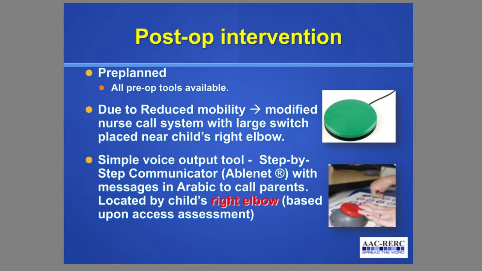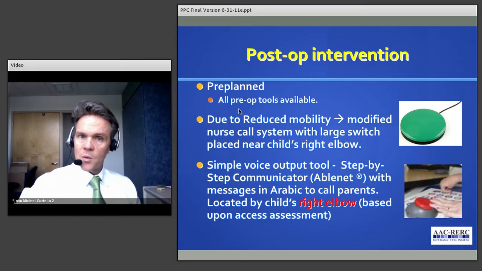Preoperatively, we had anticipated a right foot movement as being the best access site. Postoperatively, it was much easier for this child to use his right elbow. So a large switch had been placed under his elbow so that he could access the nurse call. It was also important, however, for this child to be able to call to family and not always summon the nurse when he hit the switch.